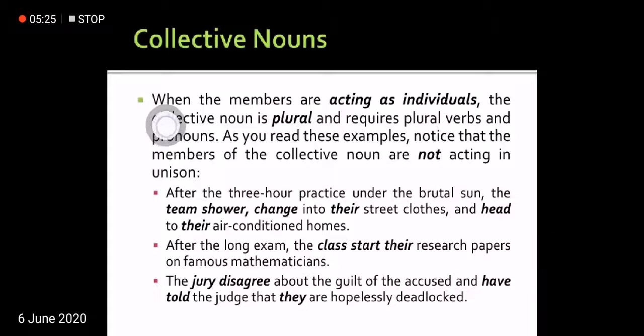Again, when the members are acting as individuals, the collective noun is plural and requires plural verbs and pronouns. As you read these examples, notice that the members of the collective noun are not acting in unison.